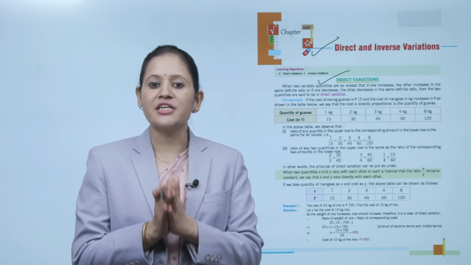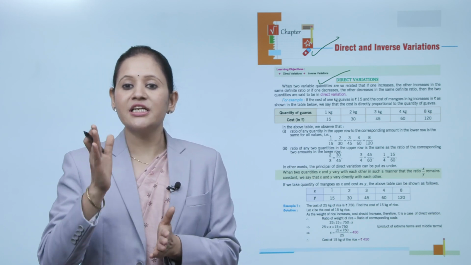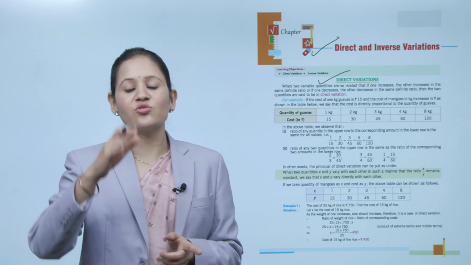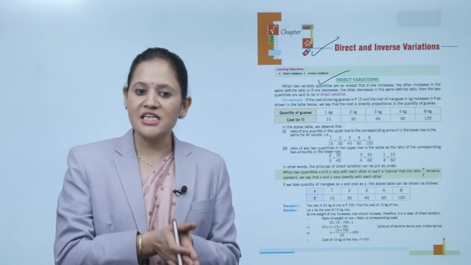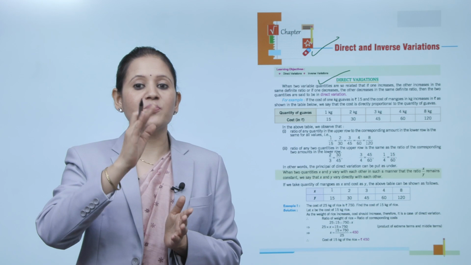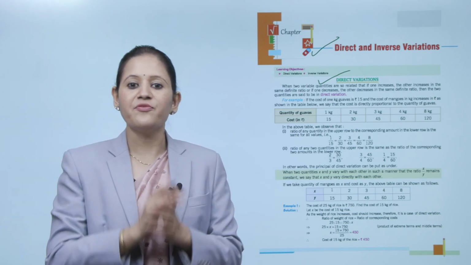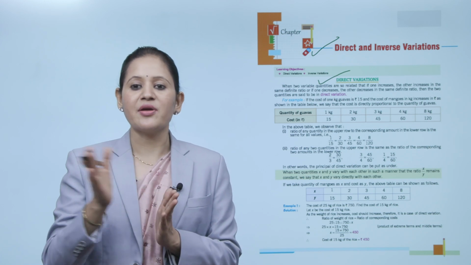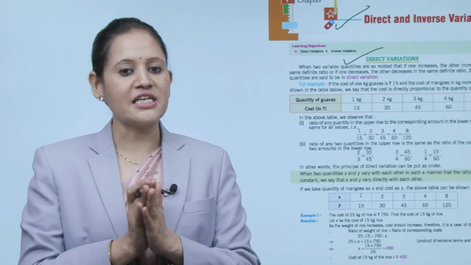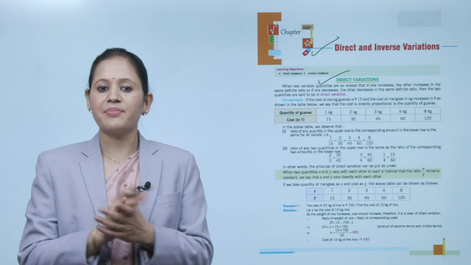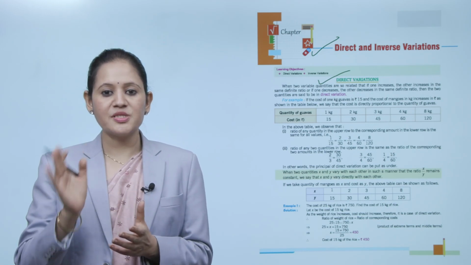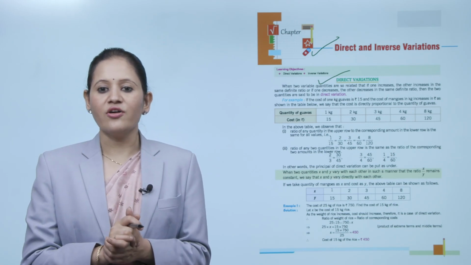When two variable quantities are so related that if one increases, the other also increases in the same definite ratio. In the ratio in which one is increasing, the other will also increase. Or if one decreases, the other decreases in the same definite ratio, then the two quantities are said to be in direct variation.